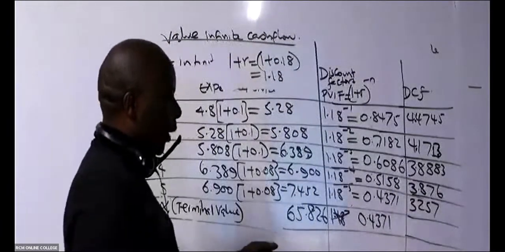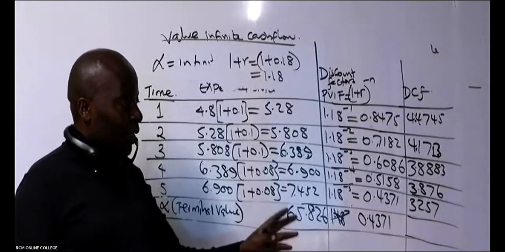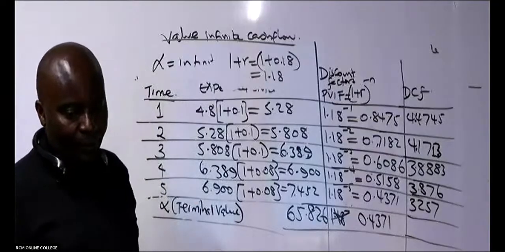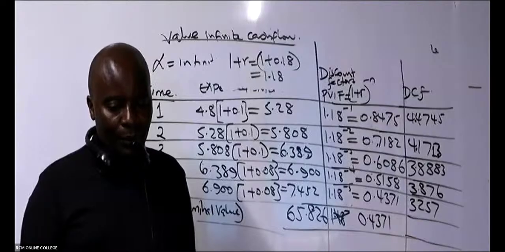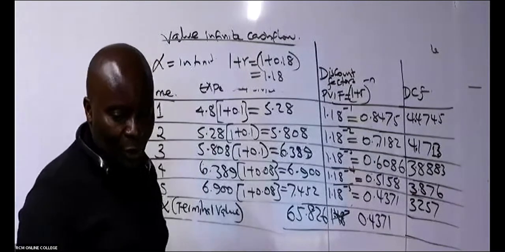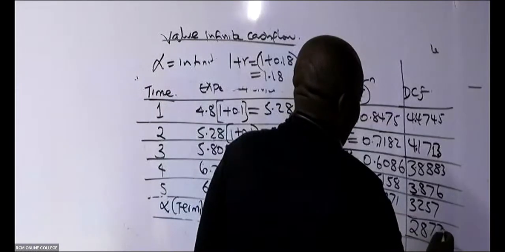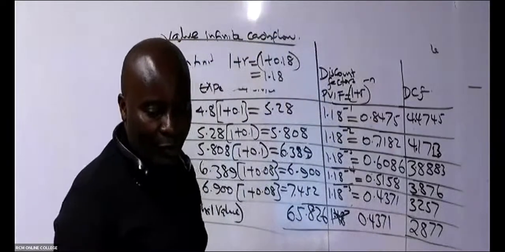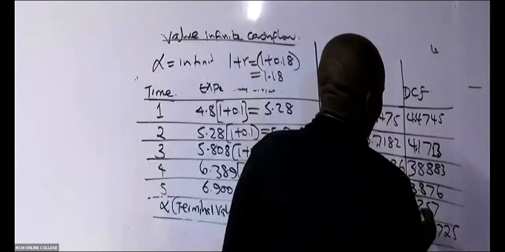Then move on to the next one. The next one, what do we have here? 65.826 times 0.4371. That gives 28.77, 28.7725. Decimal there.